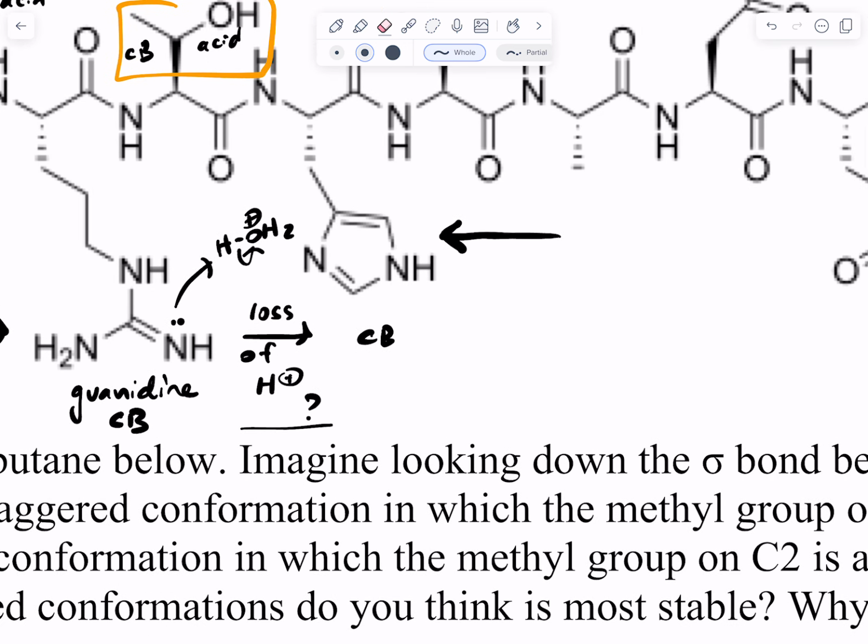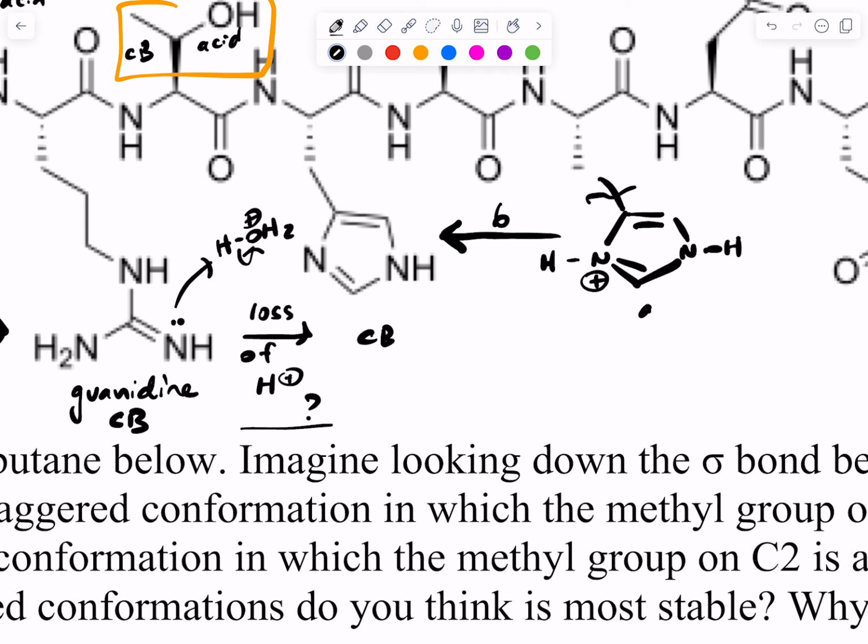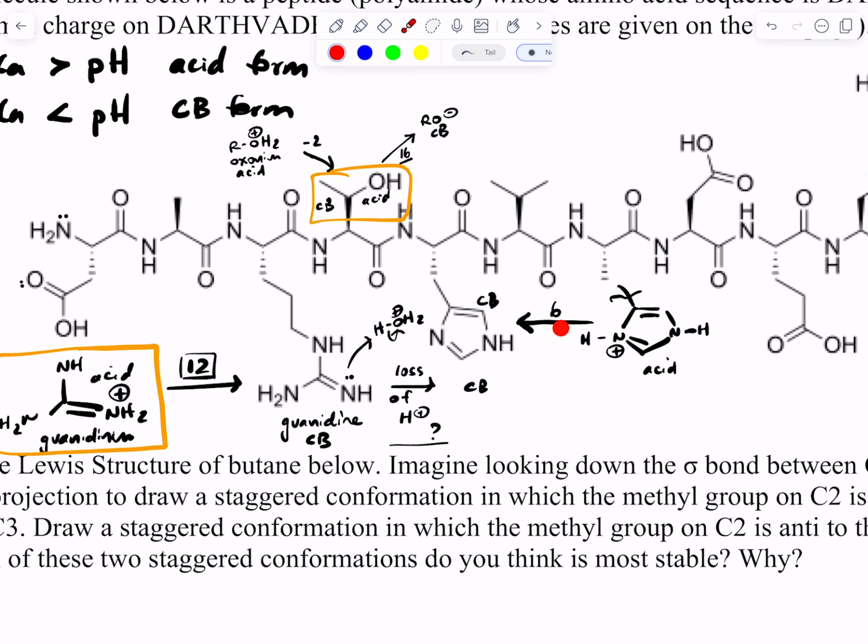However, the neutral imidazole has a positively charged conjugate acid, and its pKa is 6. Here's the positively charged conjugate acid. Its pKa is 6. So now we're going to ask the same question. If pKa is greater than pH, the proton's still on, the acid form dominates. That means that this group should be in its positively charged form because our pH is 2.